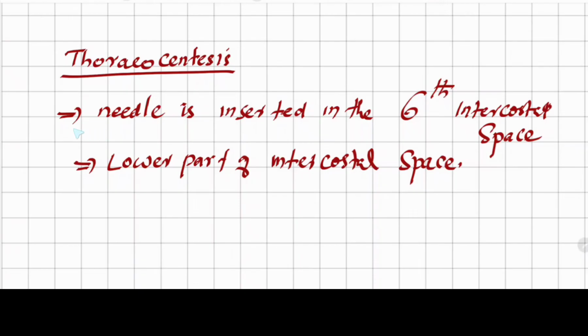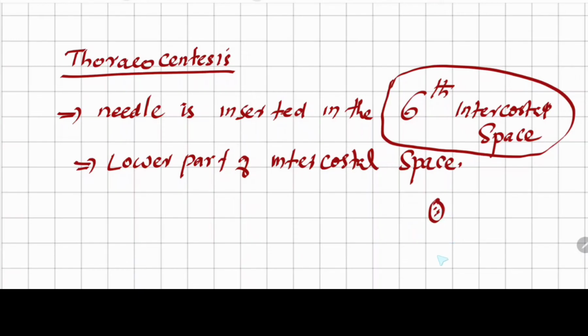Remember these 2 points. During this process, a needle is inserted into the pleural cavity. And remember, normally for examination, the needle is inserted in the 6th intercostal space, along the lower part of the intercostal space. Intercostal space is the space between 2 ribs. So here is one rib, here is another rib, and this area is known as the intercostal space.